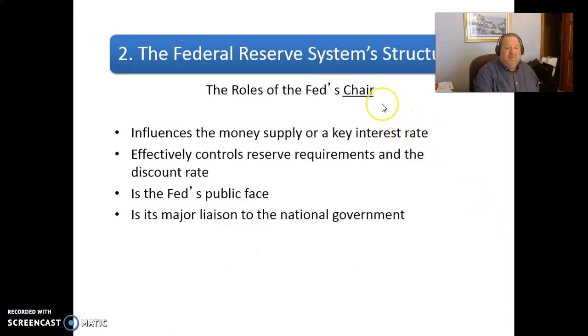The Federal Reserve Chair plays an important role and is kind of the spokesman for the Fed, has a very distinct impact on money supply and interest rates, and basically controls the reserve requirements and the discount rate. The Fed Chair is the Fed's public face and voice, and is the major liaison to the national government.